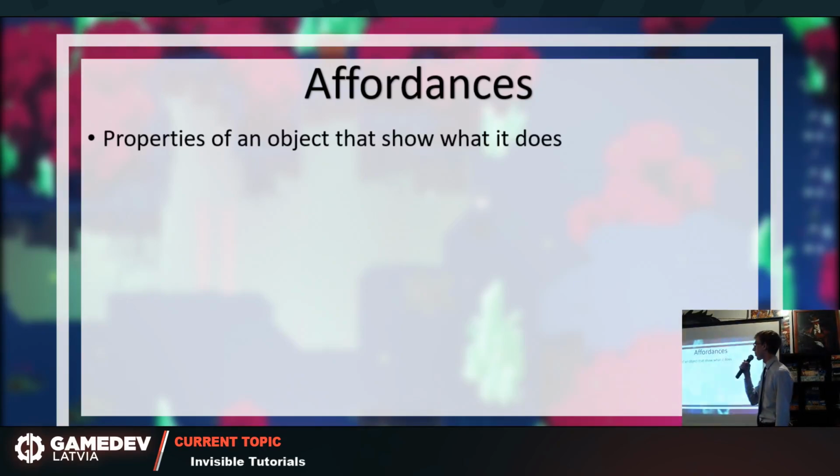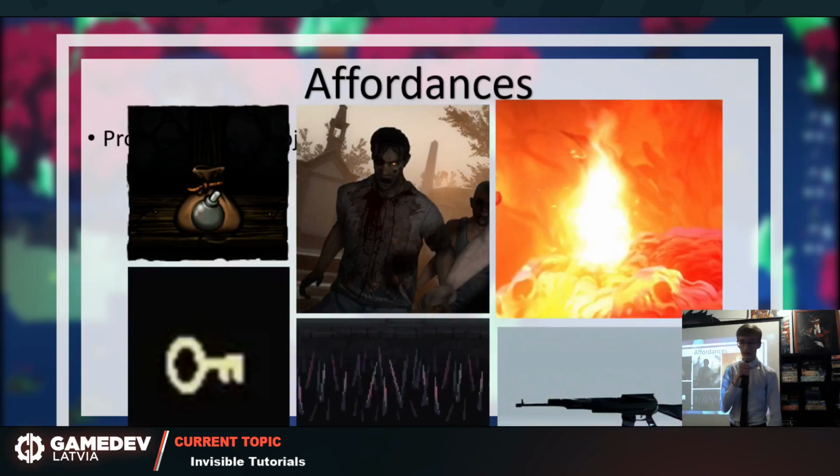I think that's a little too wordy and complicated. Affordances are, I would say, properties of an object that show what it does. So you see spikes and you immediately understand that, yeah, they hurt you, they're bad. You see a gun and you immediately understand that, yeah, it shoots bullets. And in fact, you can look at any of these images and, okay, perhaps it's a little bit hard to make out the details here, but I just picked some objects that are absolutely obvious at first glance without any thinking. You understand that a bomb explodes, a zombie attacks you, fire hurts you, so on and so forth.